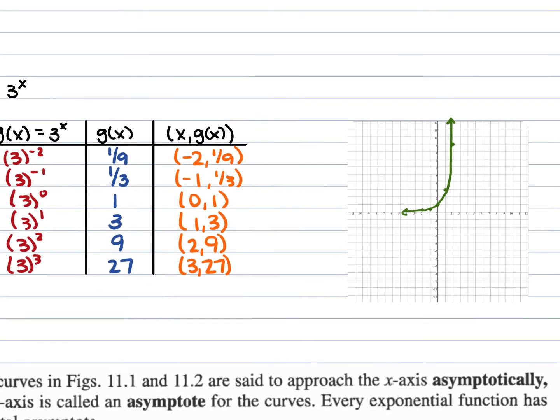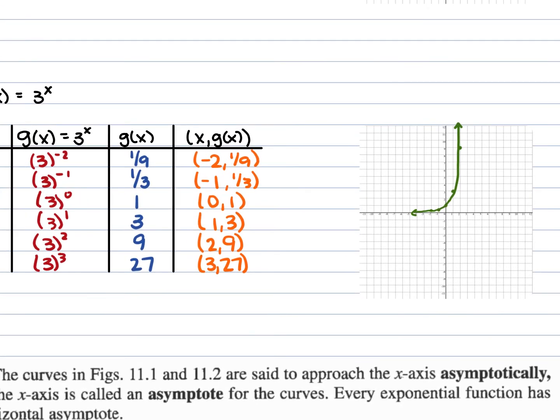We designate that it does not go through that x-axis because there's actually something called an asymptote. An asymptote is an invisible line where that drawn line on the coordinate plane does not cross over. So again, it gets really, really close to that x-axis and goes up as it moves to the right.